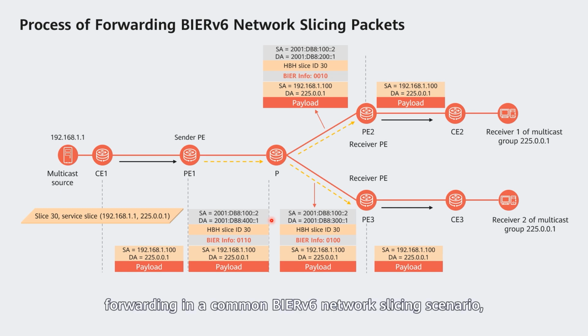Compared with packet forwarding in a common BIERv6 scenario, the packet forwarding in a BIERv6 network slicing scenario involves encapsulation of an additional header, HBH, and based on the slice ID in the HBH, packets enter the corresponding network slice for forwarding.